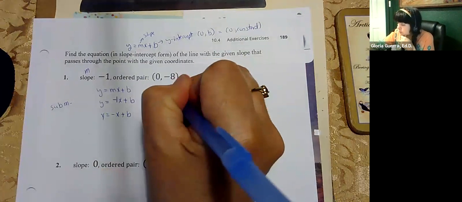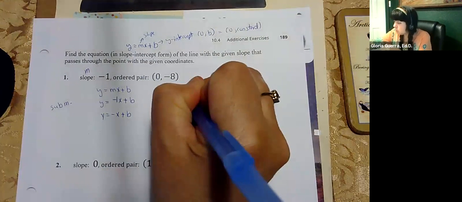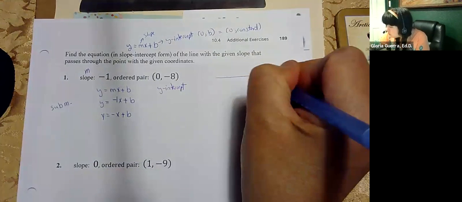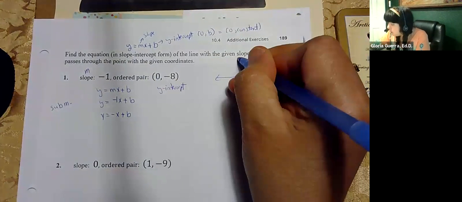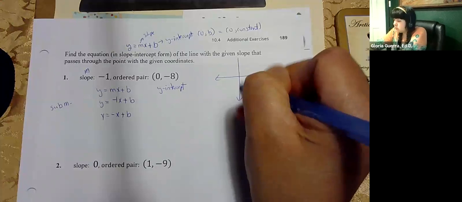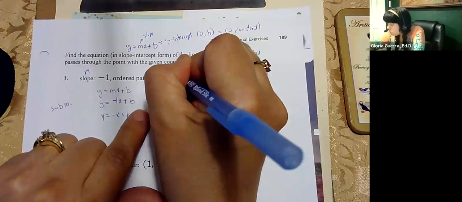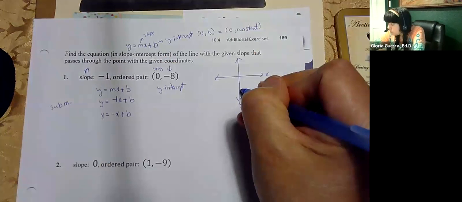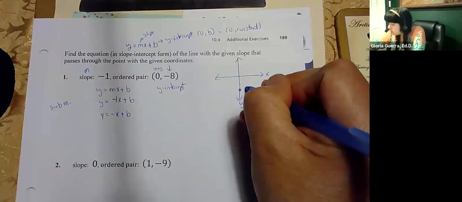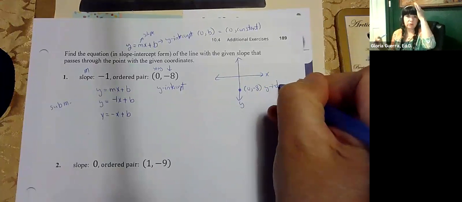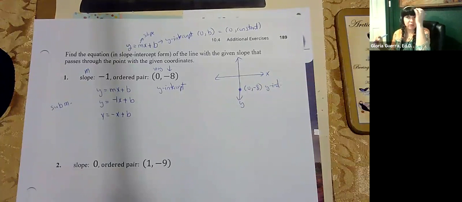That's the y-intercept. And if you want to do a sketch, just to make sure, I do a little sketch, x, y. 0 tells you to stay, -8 tells you to go down. So let's say all the way down. So that's 0, -8. That's the y-intercept. That's where the point crosses the y-axis. It's not an x-intercept. It's a y-intercept, not an x-intercept.